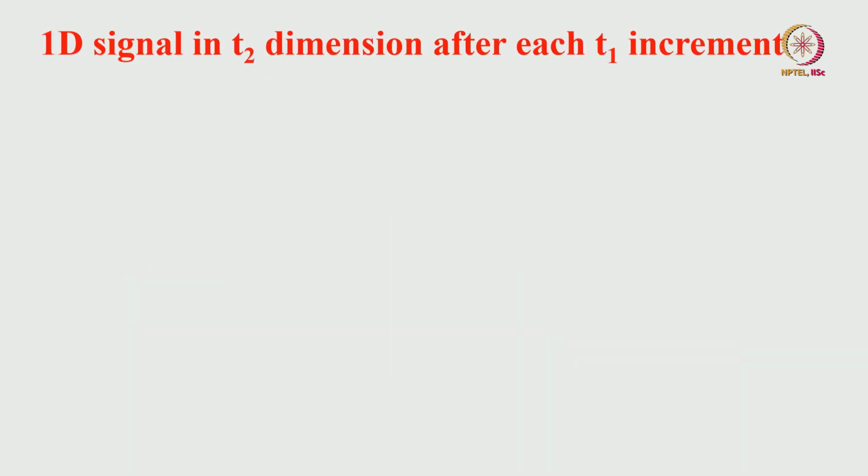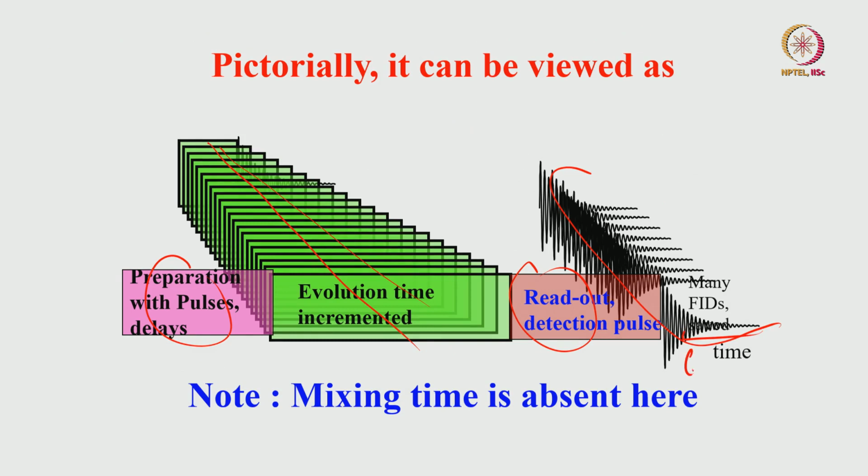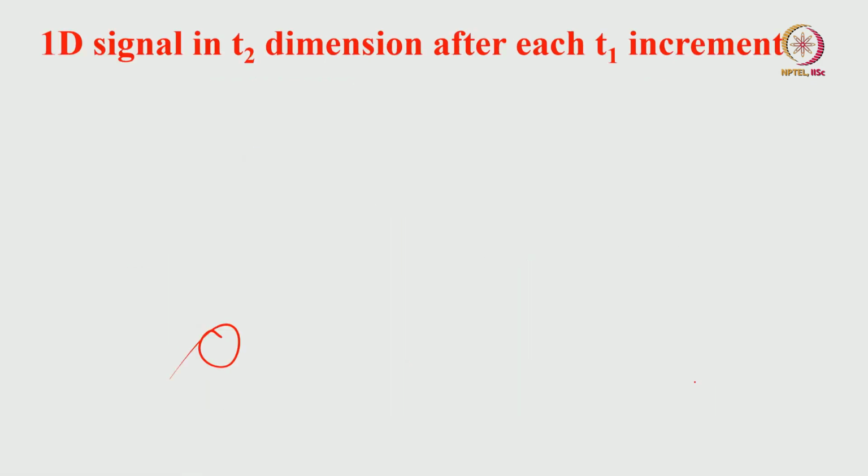But how do we get the 1D signal in the T2 dimension after each T1 increment? This T2 period I am keeping constant. I told you I am collecting the signal in the last one. This is called the T2 period. This is called the T1 period. There are 2 time periods: the evolution period is called T1 and the detection period is called T2. Remember, T2 is constant. Only T1 is getting varied here.